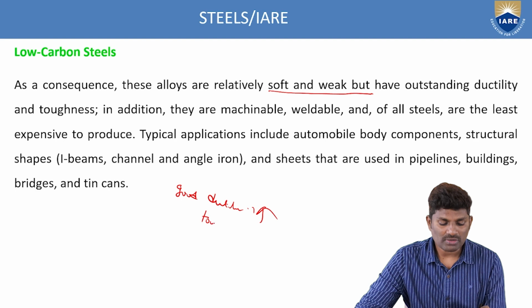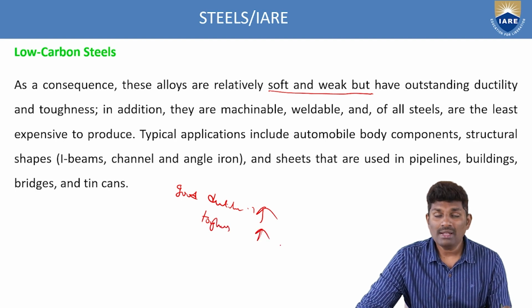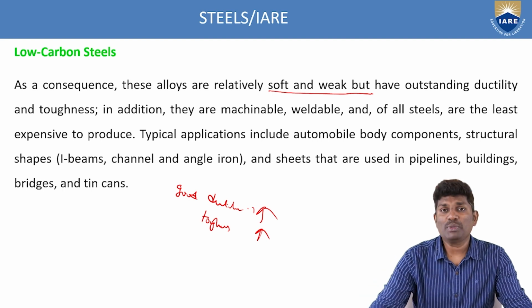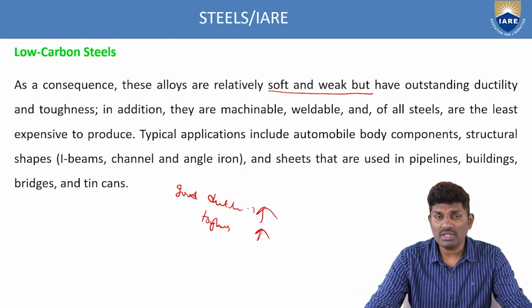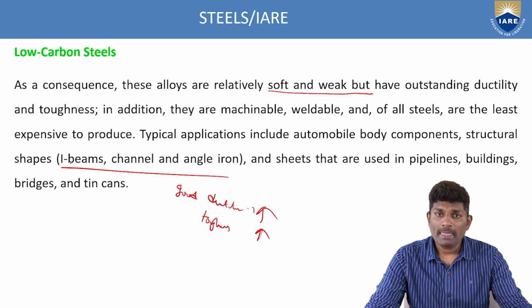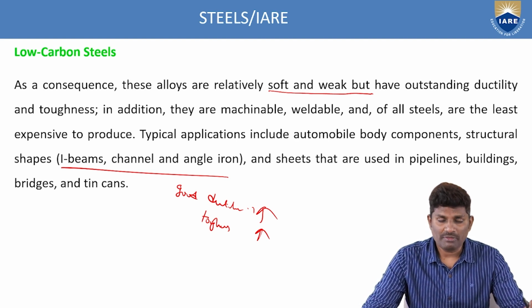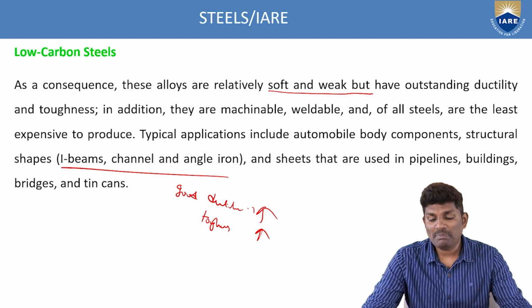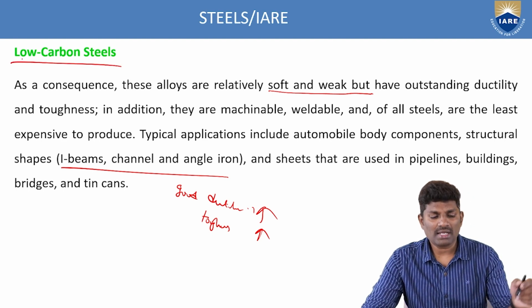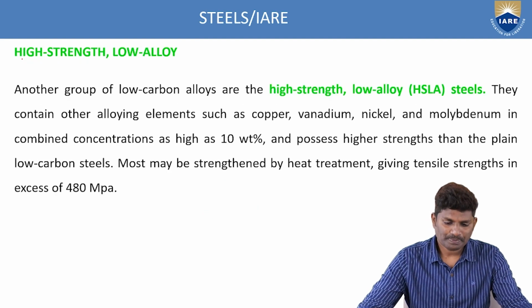Also the toughness is very high, and because of this ductile nature it is very easy to machine. Typical applications of these low carbon steels include automobile body components, structural shapes like I-beams, channels and angle iron, and the construction of bridges. All these things can be made with the help of low carbon steels. Pipelines, building bridges, tins, water cans, the aluminum tins that we are using, all these things come under the low carbon steels.